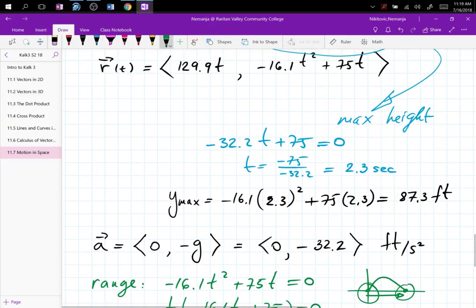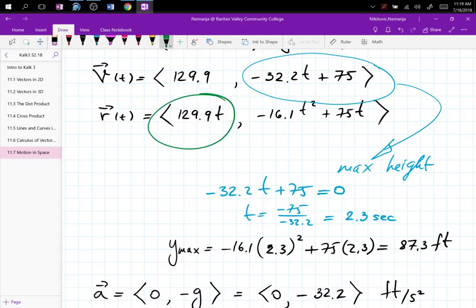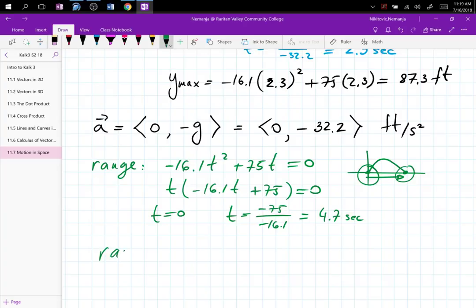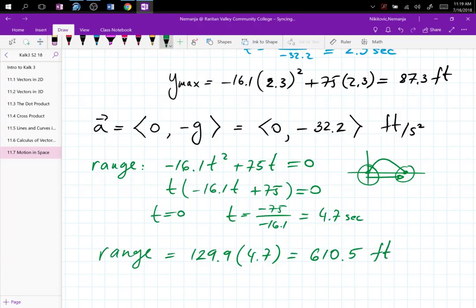And now we plug that in here to see how far it goes. So range is going to be 129.9 times 4.7 seconds, to get 610.5 feet. So that's how far it goes.